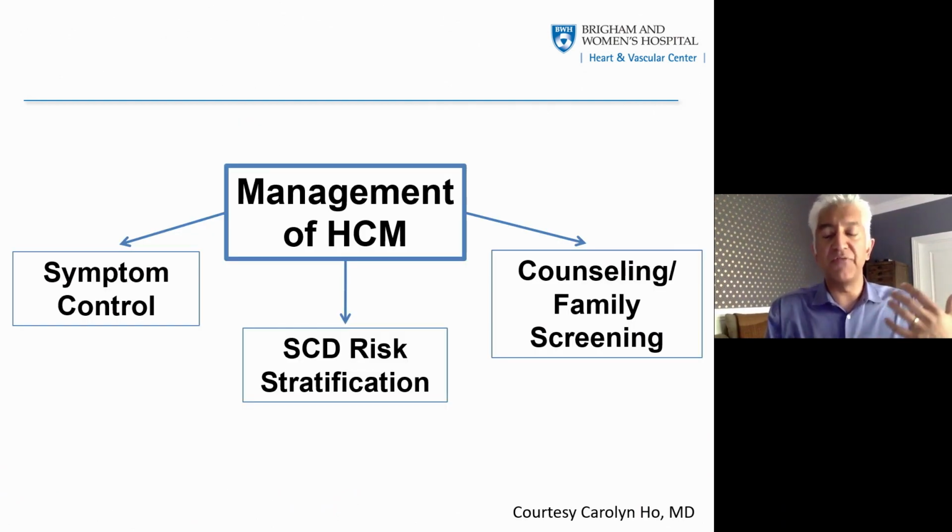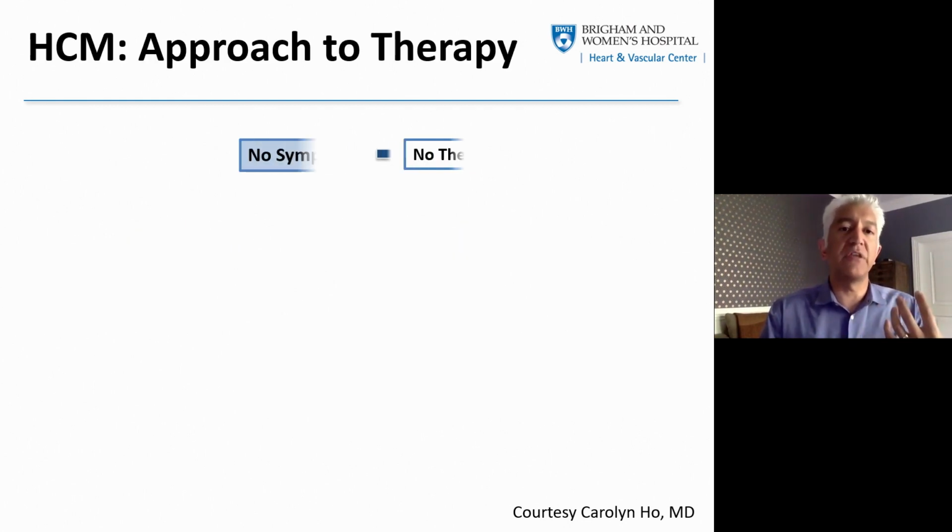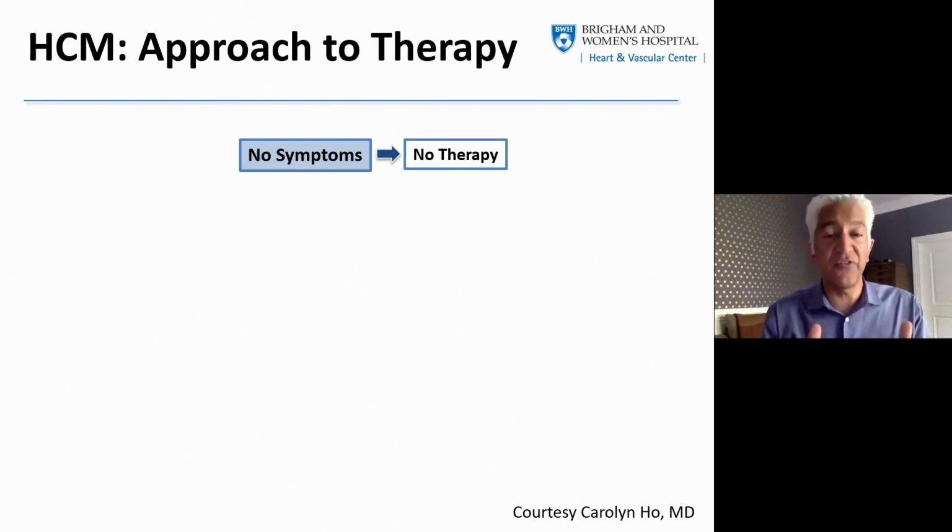The management is really focused on three aspects. One is management of symptoms. The second is risk stratification for sudden death. And the next is treatment of the family. So let's think about symptom control first. In general, the approach to therapy in HCM is that if there are no symptoms, there is no therapy. We have no disease-modifying therapy as yet, although there is some new data about a drug called mavacamten that may provide some opportunity to modify disease progression over time, but that's early. For now, though, if your patient is asymptomatic with HCM, they don't get treated.